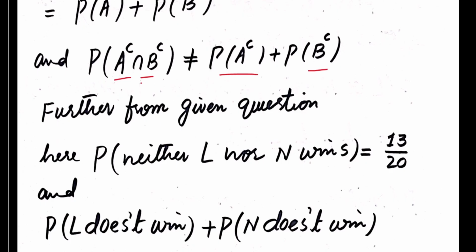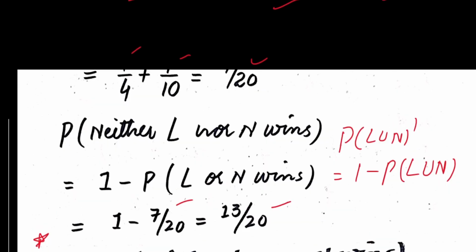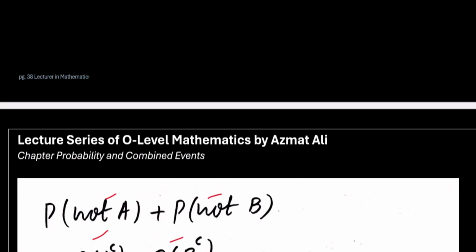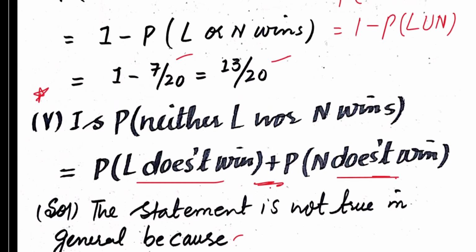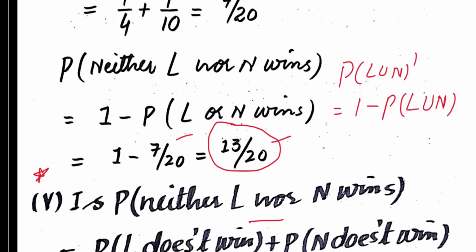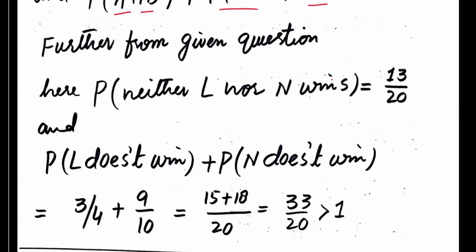Only if their probability of intersection is 0. Further, from the given question, we can justify left and right hand side. Here we have calculated the probability of neither L nor N win. This is the probability 13 over 20. This is the answer of left hand side.